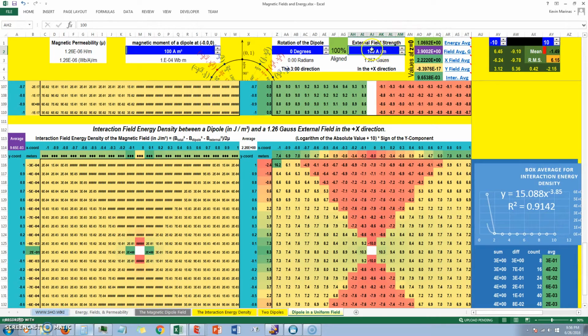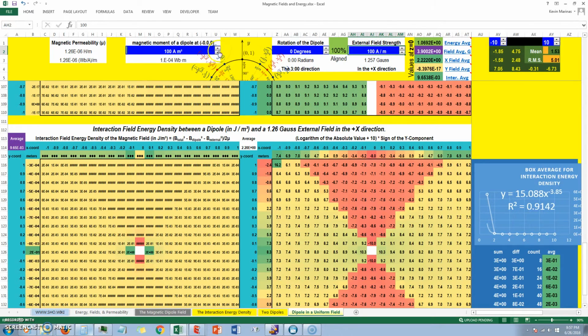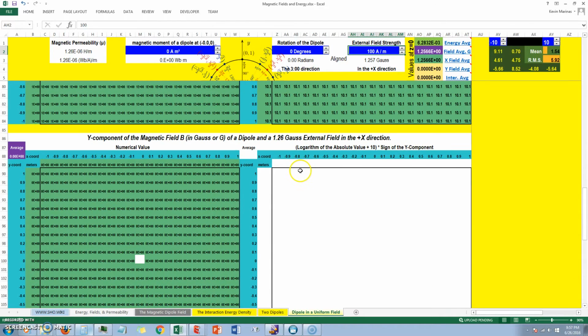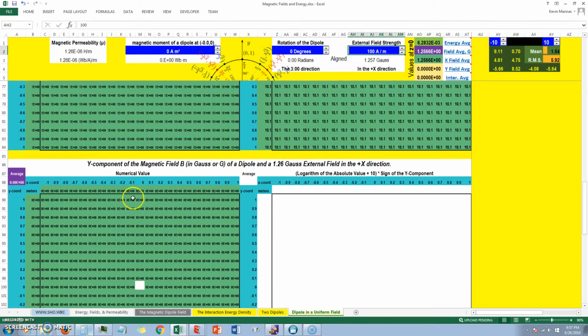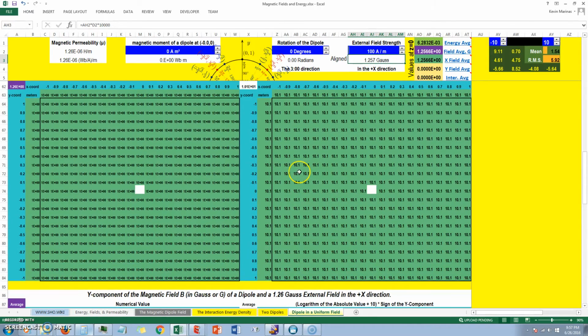So let's say we get rid of this. So there's no interaction field energy density when you've got no external field strength to interact with. Let's bring that back, but let's get rid of the dipole. Now we're back where we started. Again, no interaction field energy density. There's no y component to the magnetic field at all because the external field is purely in the x direction.